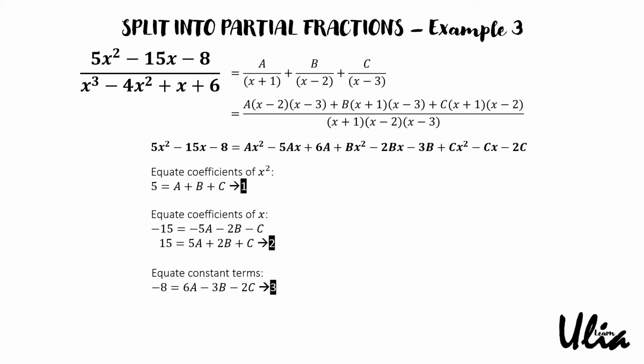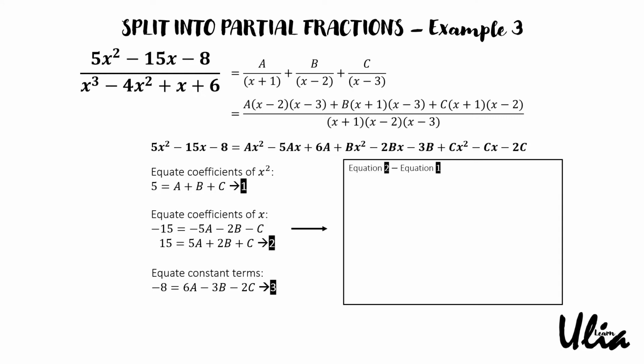So I'm going to get the difference between the second equation and the first equation. So 15 minus 5 is 10, 5a minus a is 4a, 2b minus b is b. So c will be cancelled off. So you'll get 10 equals 4a plus b. So you can substitute either b or a. So I'm going to substitute b here. So b will be 10 minus 4a.